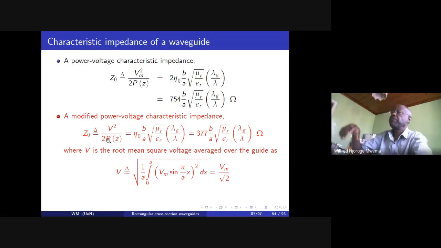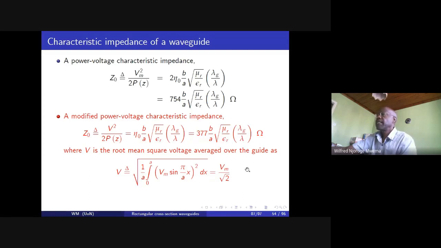And finally, we can modify this to the power-voltage ratio characteristic impedance, where we are now using a V that is no longer the amplitude Vm, but a root mean square voltage, which we have defined as an equivalent root mean square voltage, averaged over the guide width as shown there. That is, V is defined as the square root of 1 by A integral from 0 to A of Vm sine pi by A x, squared, dx. And we get a value of Vm by root 2. Once we put this in, we get a value of 377 B by A root mu R by epsilon R by G by lambda.